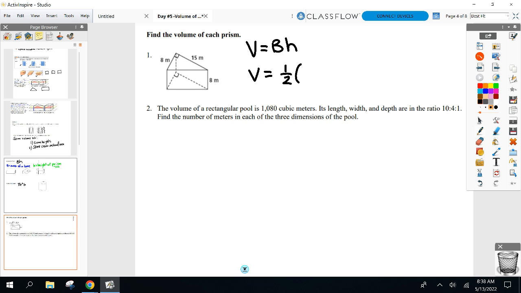So 1/2, 8 times 15. That's big B right there. That's capital B. Oh, good. Okay, here's where I start getting nuts. H is the height of the prism. Reminder from earlier in the unit what height is? The distance between the bases, or the edge that connects the bases. How long is that edge? 8 meters. It's this way. It's this right here. That's your height times 8.